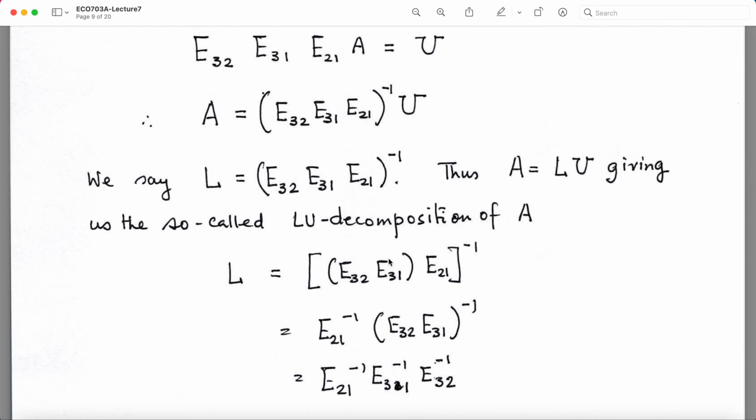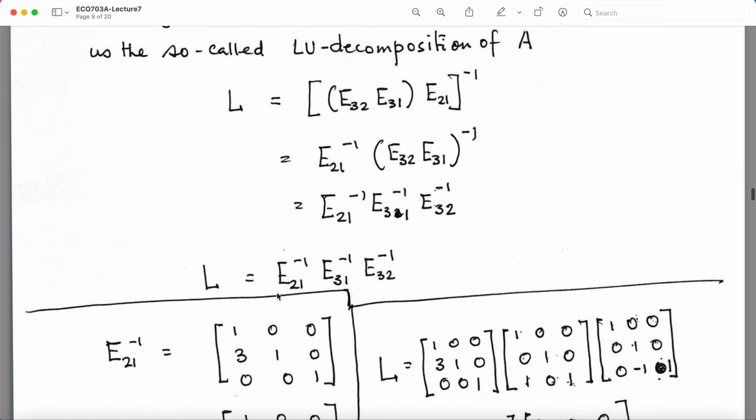L is nothing but, in the associative property of matrix multiplication, I can take this as A and this as B. So (AB) inverse is B inverse, A inverse, and again do the same thing on this. So you'll have E21 inverse, E31 inverse, E32 inverse. So E31 remains in the middle, and the last two end positions exchange. So now L is this.